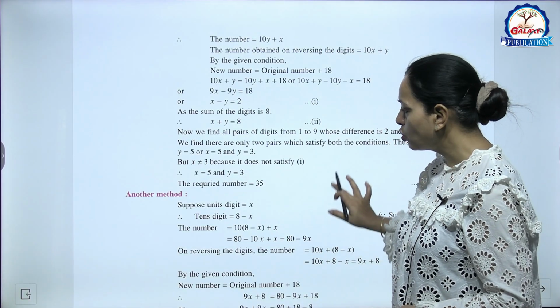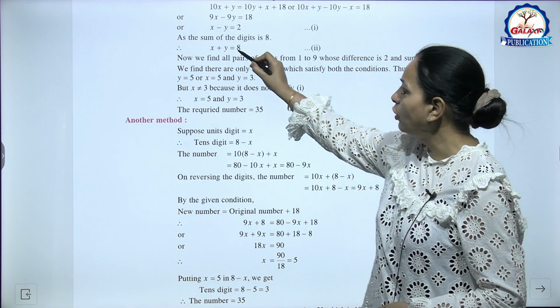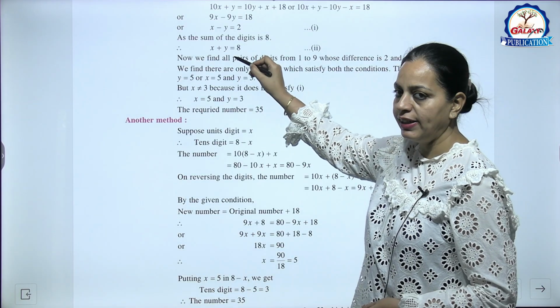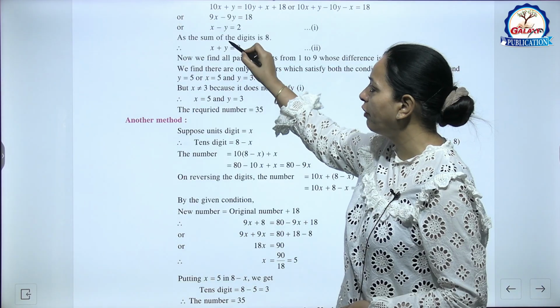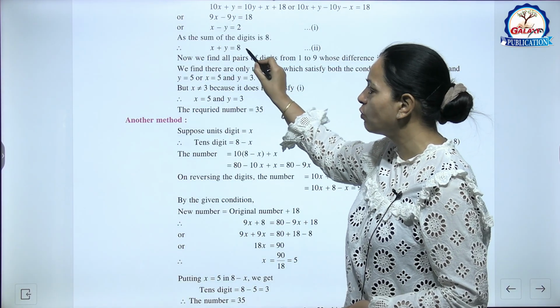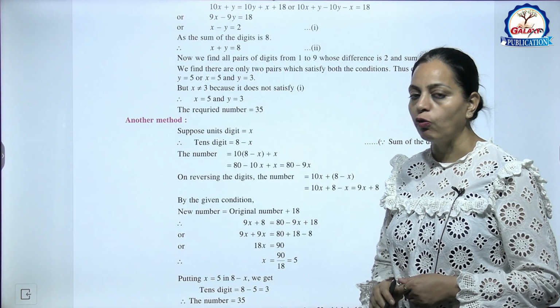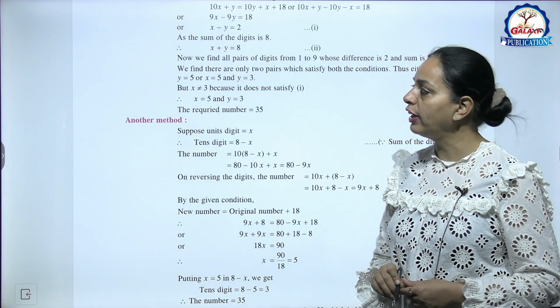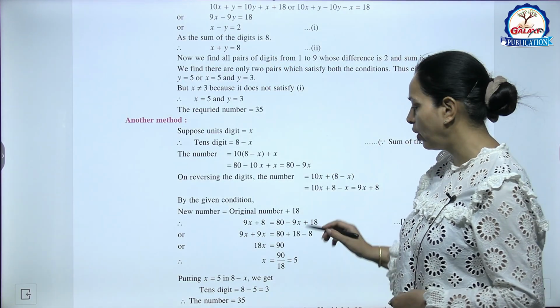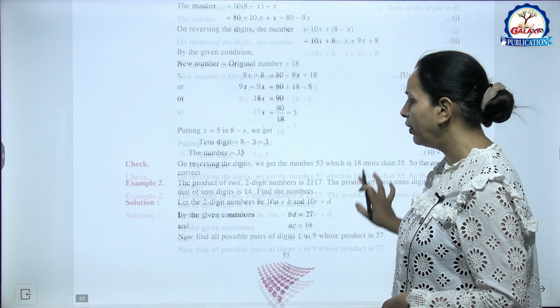Simply, you can solve these two equations by adding and subtracting. If we add these two, y will cancel. 2x equals 10, so x equals 5. Then we substitute the value of x in the first or second equation, and we can find y. Okay. There is one more method given like this.